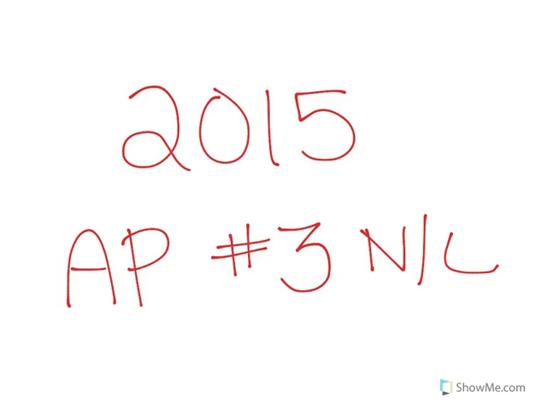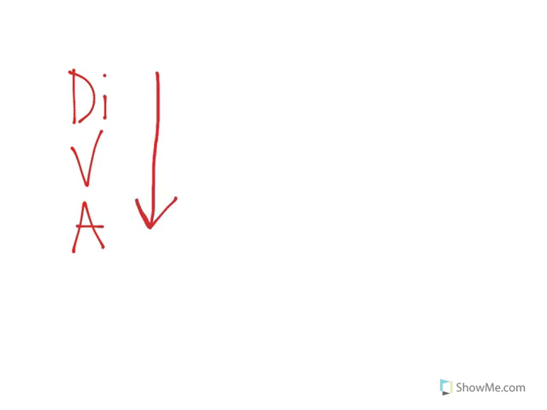Okay, we're ready to take a look at another DIVA problem, 2015 AP number 3. Once again, the highlights of the DIVA problem are the following: displacement, velocity, and acceleration. You find each unit going down by taking the derivative. You find any unit going up by integrating. Derivative down, integral up.